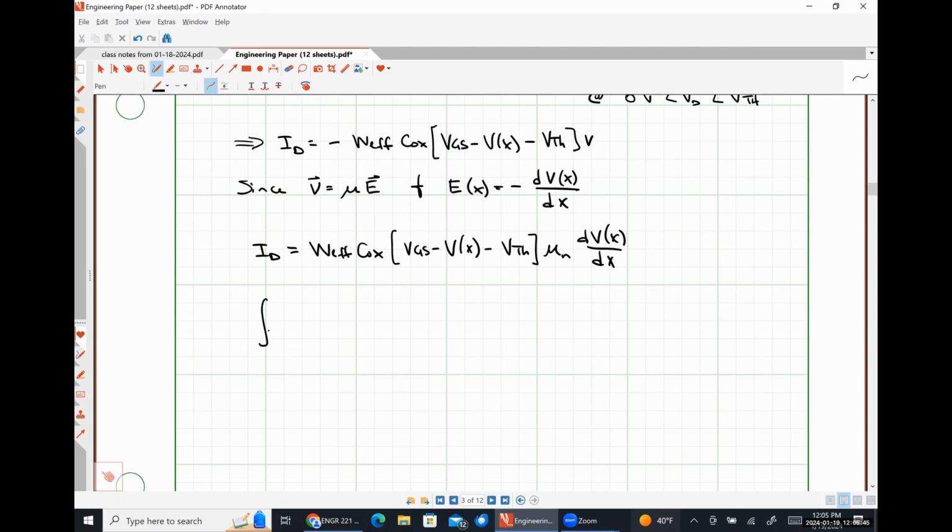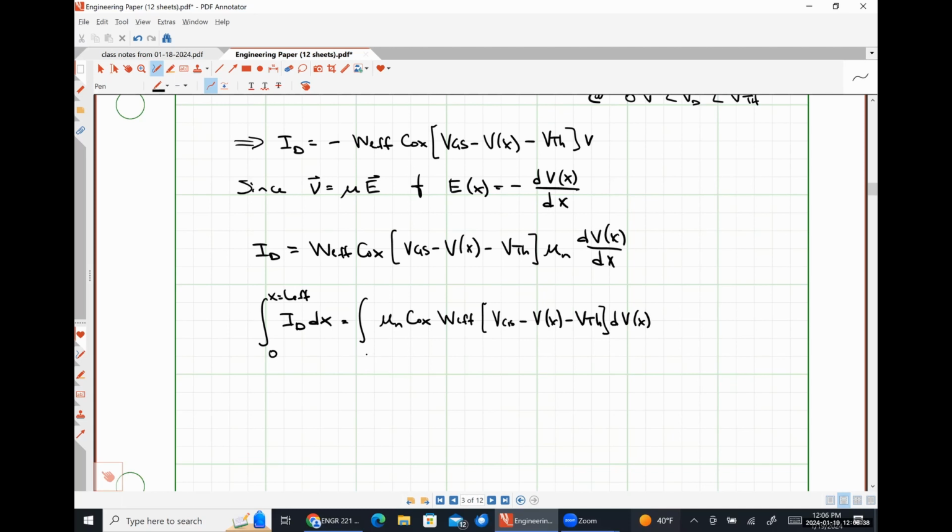So we're going to integrate our current with respect to x from 0, which is effectively the left side of the channel, to the right side of the channel. And this is going to be equal to the integral of mu n C ox times W effective times (VGS minus V of X) minus VTH, dV of X, and we're integrating over the potentials, right?